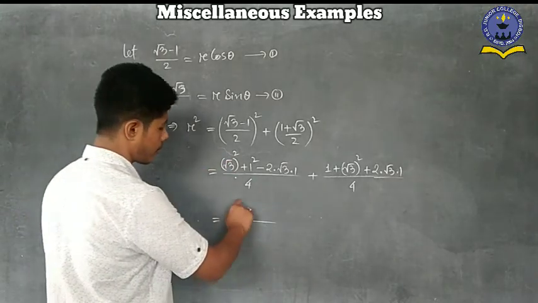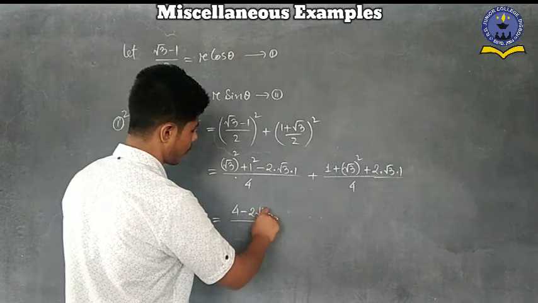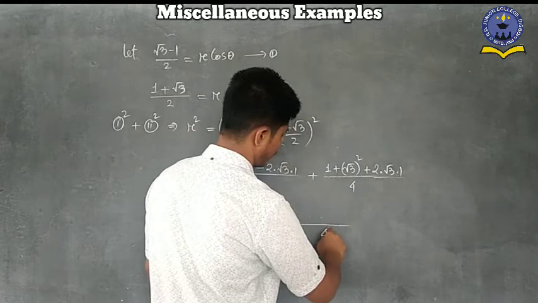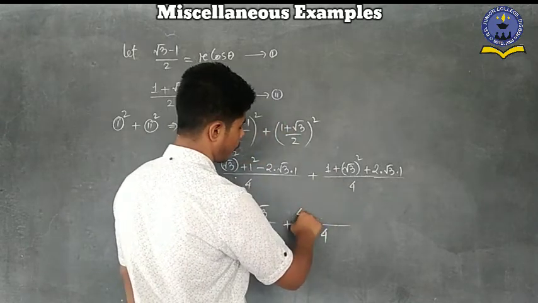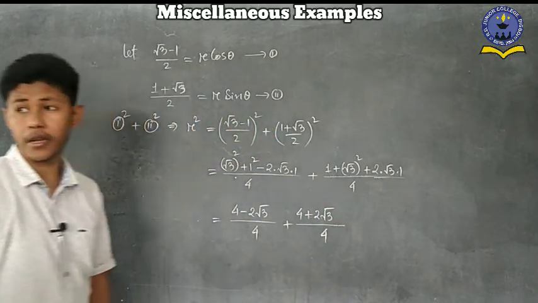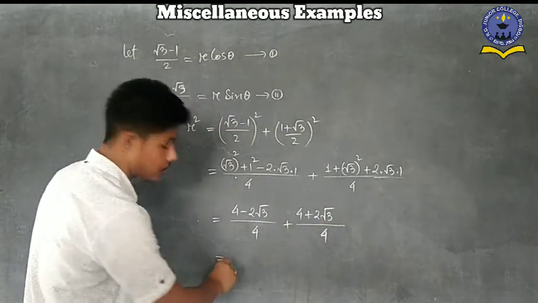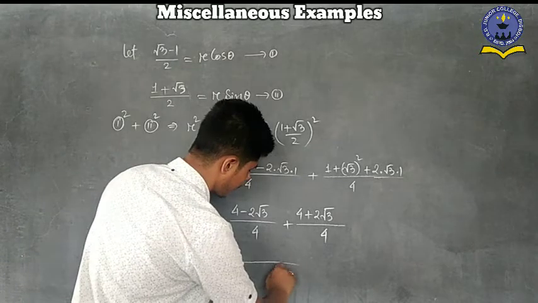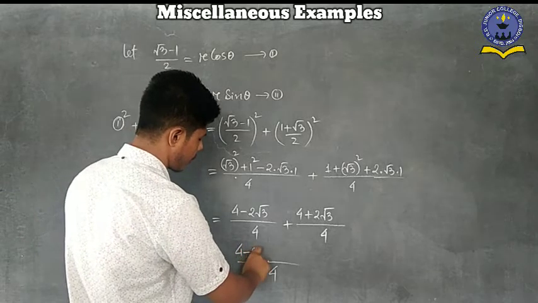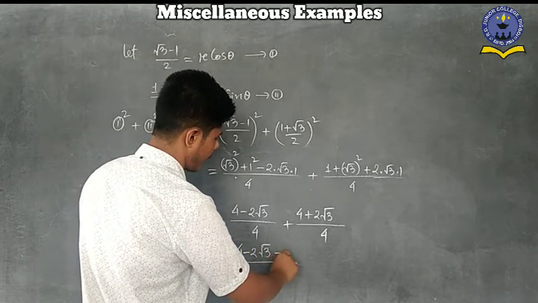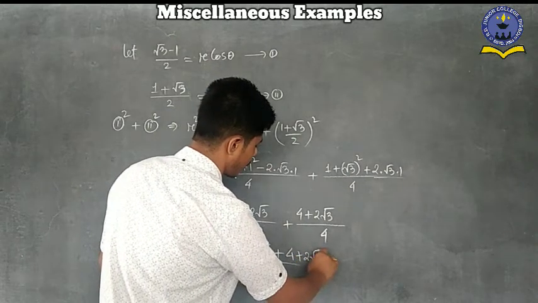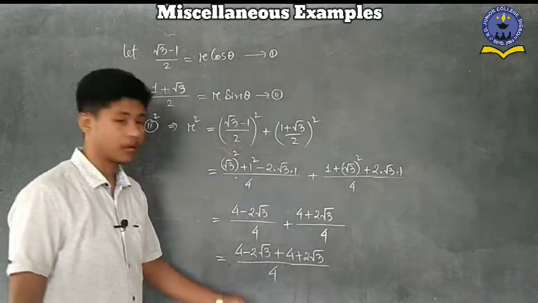So that means what we get here? (4 minus 2 root 3) divided by 4 plus, then the second one is here 4, and in this case what we get? 4 plus 2 root 3. Is that clear? So this one we get here. Now after that if you take LCM, now if we take LCM, this one is 4. Now here first one we get 4 minus 2 root 3 and plus second one we get here 4 plus 2 root 3.